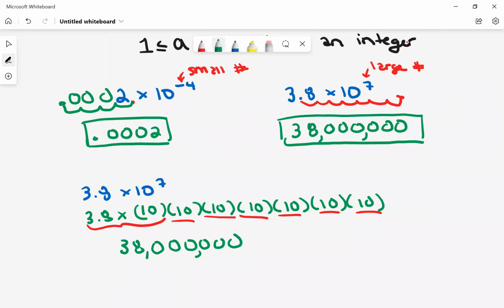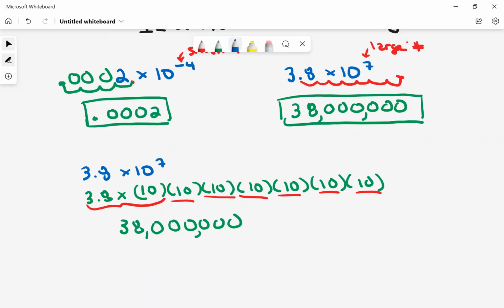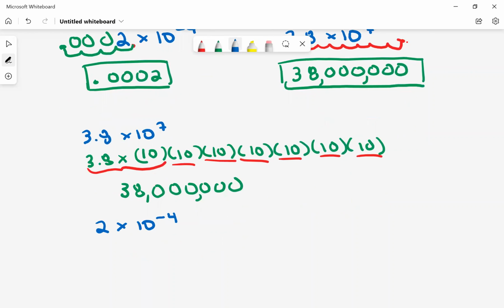Okay, so if that is how 3.8 times 10 to the 7 works, then when you have a negative, you might recall from algebra many years ago that a negative exponent, if you have x to the negative a, can be thought of as 1 over x to the a. So 10 to the negative 4 can be thought of as 1 over 10 to the 4, which means, in essence, I'm dividing by 10 four times.